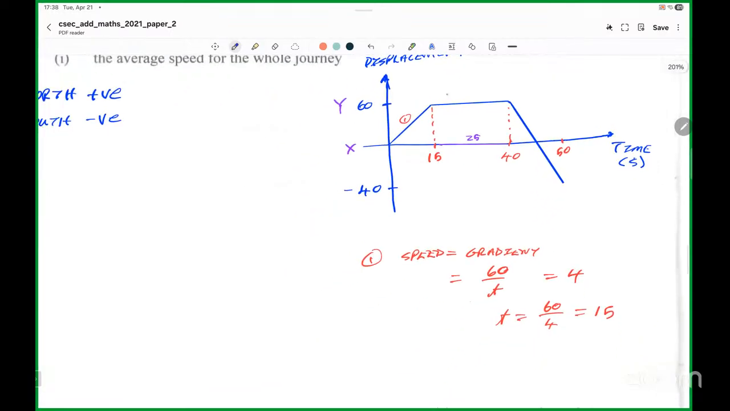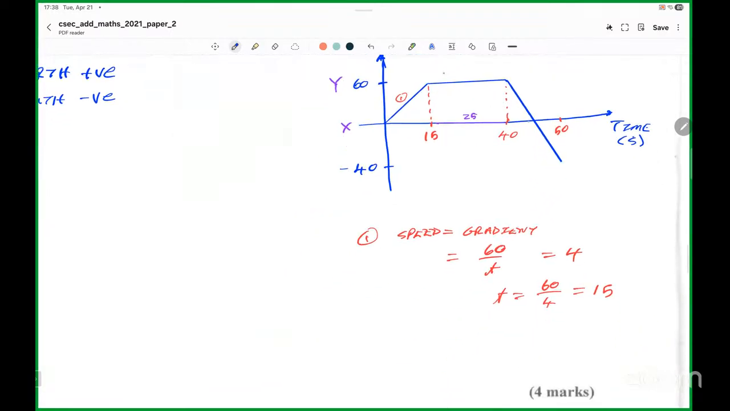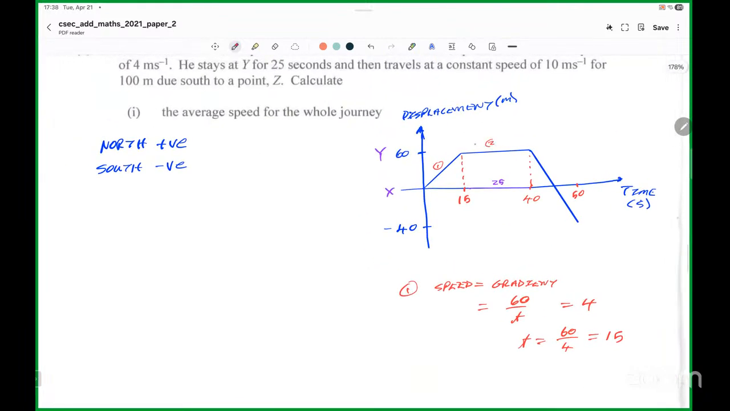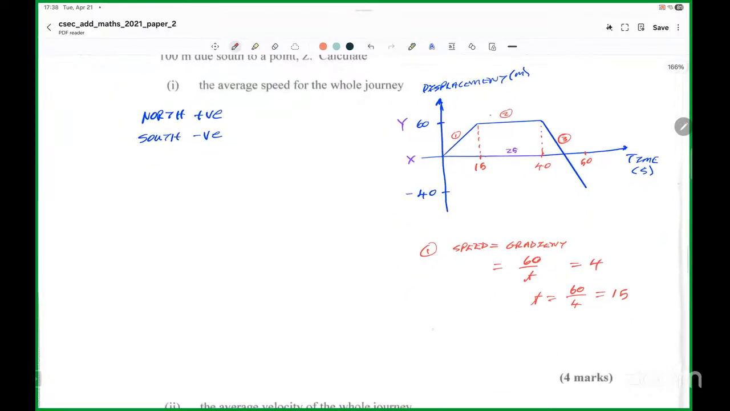So if we're doing segment 2, let's call over here segment 2 or segment 3 then. Up here says segment 2, constant over here says segment 3. So if we're working on segment 3, same thing. The speed is the gradient. Speed is the gradient on a distance-time graph or on a displacement-time graph.